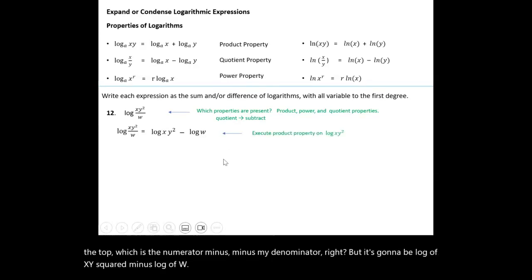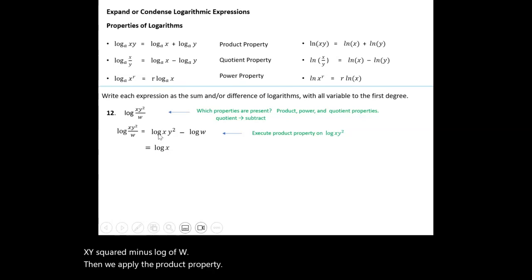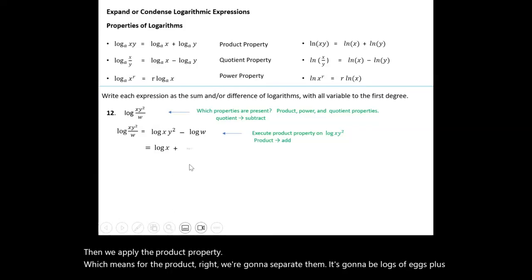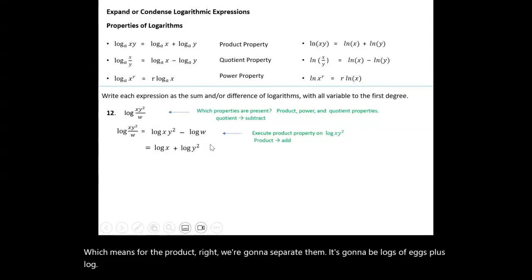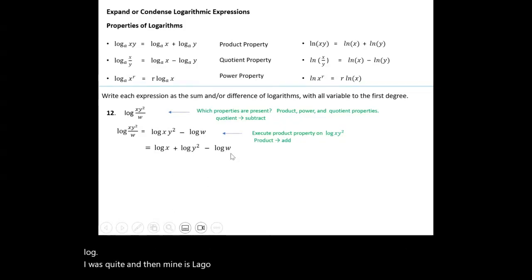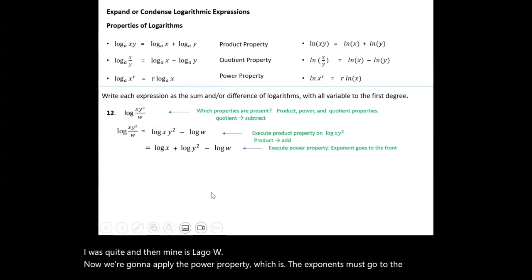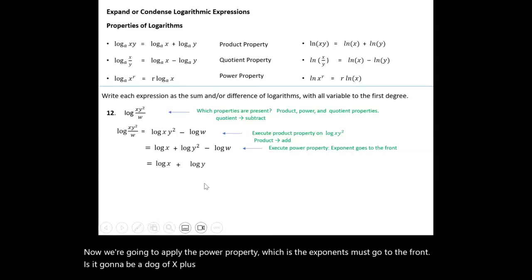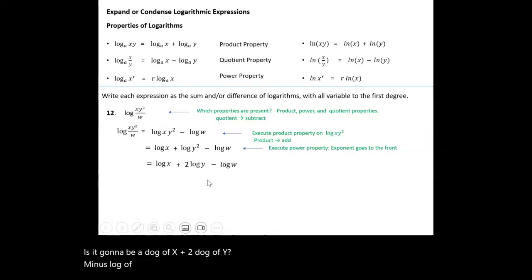Then we apply the product property, which means for the product, we're going to separate them. So it's going to be log of x plus log of y squared, and then minus log of w. Now we're going to apply the power property, which is the exponents must go to the front. It's going to be log of x plus 2 log of y minus log of w. There's your result.